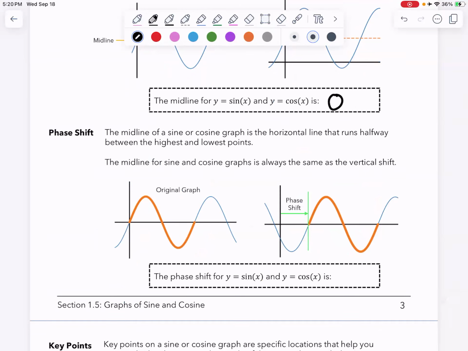Phase shift. In pre-calc 1, we talked about this as a horizontal shift.